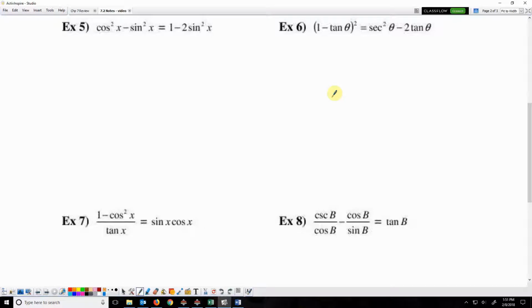Hey guys, let's continue verifying trig identities. So we're here on example 5 now. Cosine squared x minus sine squared x equals 1 minus 2 sine squared x. There's a lot of different ways to solve this.